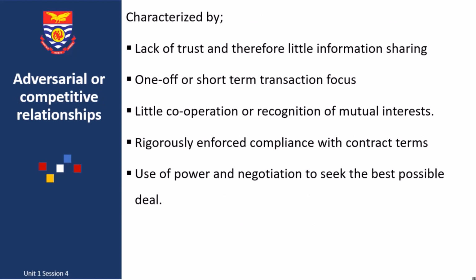Adversarial or competitive relationships are characterized by lack of trust and little information sharing, and a one-off or short-term transaction focus. There is little cooperation or recognition of mutual interest in adversarial relationships. There is rigorously enforced compliance with contract terms, because one party has leverage over the other and exercises its effort to exploit the other party who has no power. And then it's characterized by use of power and negotiation to seek the best possible deal.